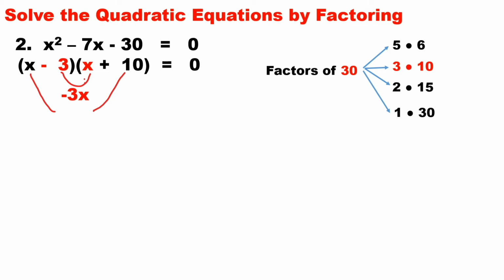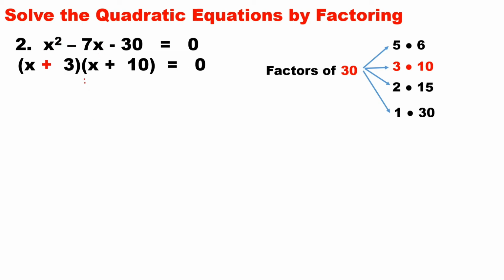Negative 3 times x is negative 3x. X times 10 is positive 10x. Negative 3x plus 10x equals 7x. In this case, 7x is also the middle term but opposite in sign. Therefore, what we shall do is reverse the sign. Minus will become plus and plus will become minus, so that the factor combinations will become correct.